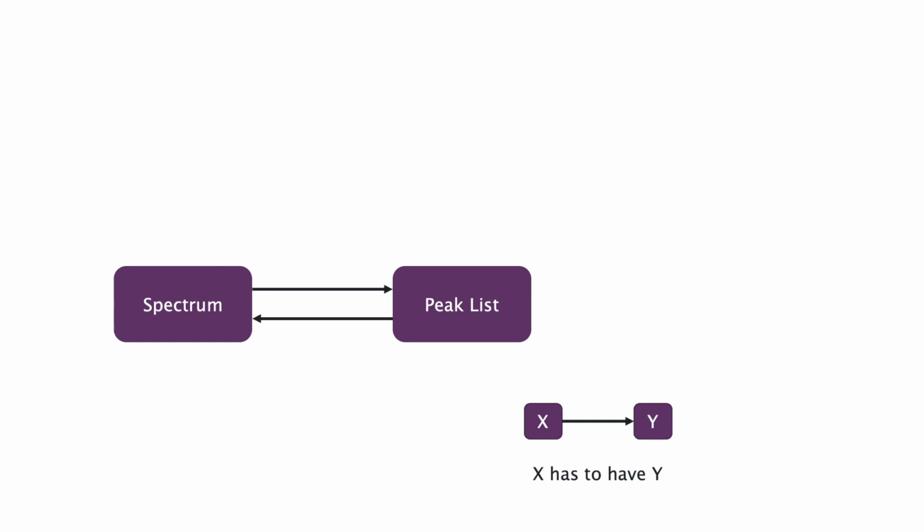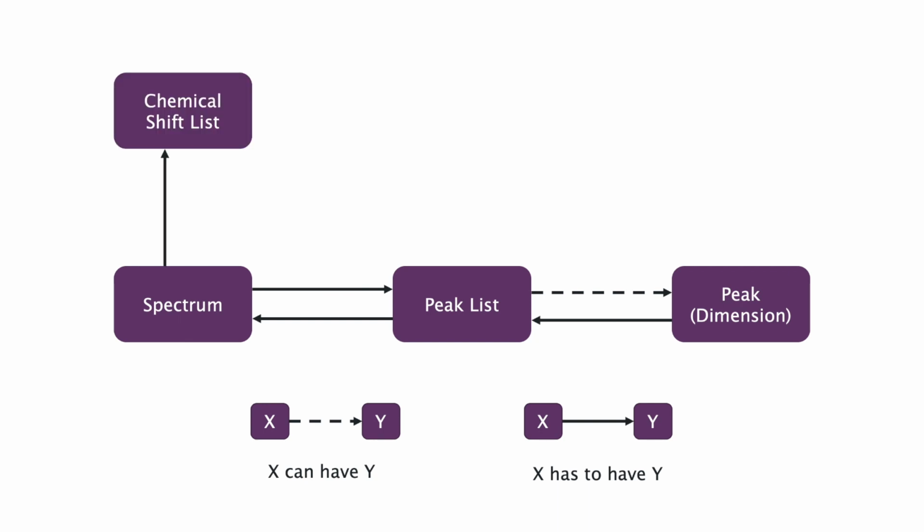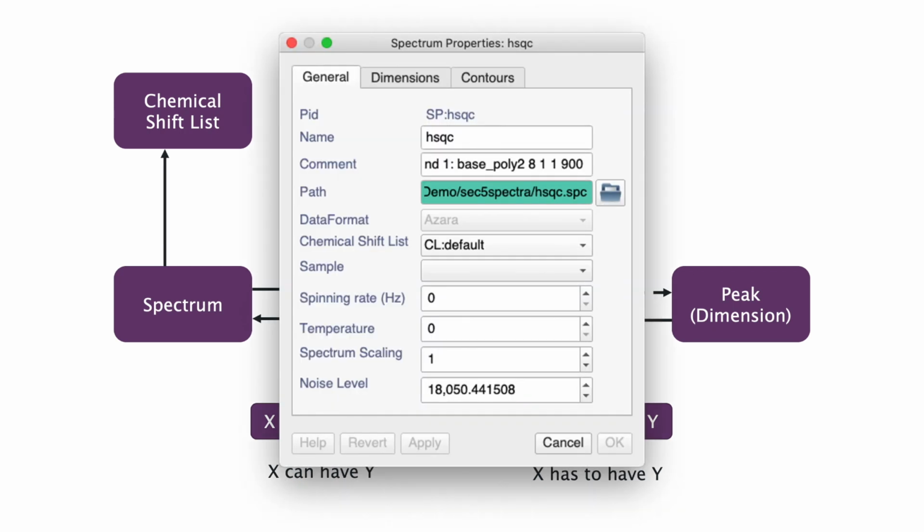Now, peak lists can contain peaks, but they don't have to. To start with, peak lists are always empty. A peak, however, always has to belong to a peak list. What may be less familiar to you is that every spectrum is, and has to be, associated with a chemical shift list. It's shown in the Spectrum Properties dialog box.